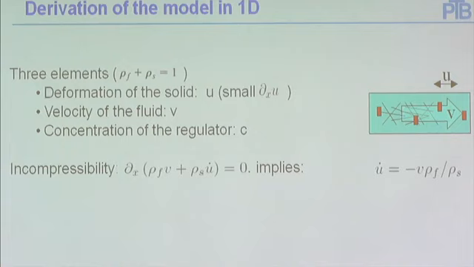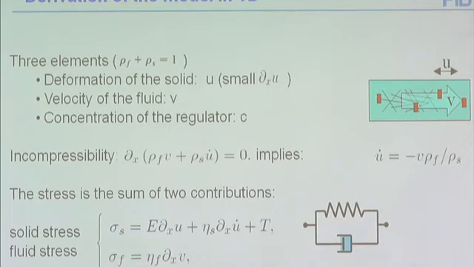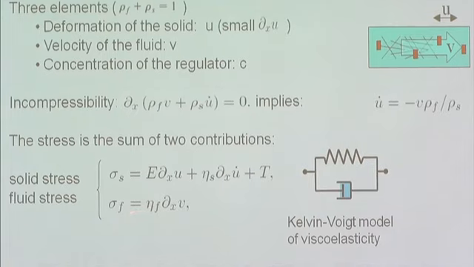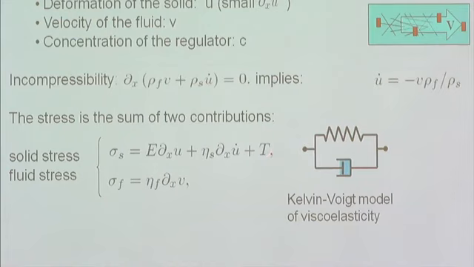We also assume incompressibility. That's just necessary because we need to close the equation. And then we say the stress is a sum of two contributions. I already mentioned the Kelvin-Voigt model. So this is the stress in the solid phase, and there is an active part, T. So T is the active tension, while we treat the fluid phase simply as a viscous fluid.